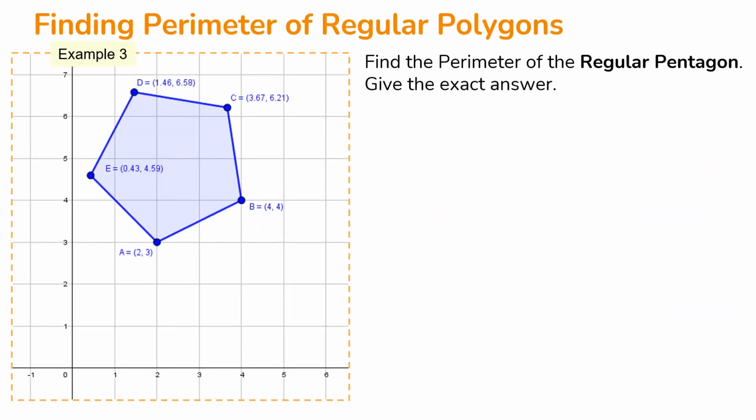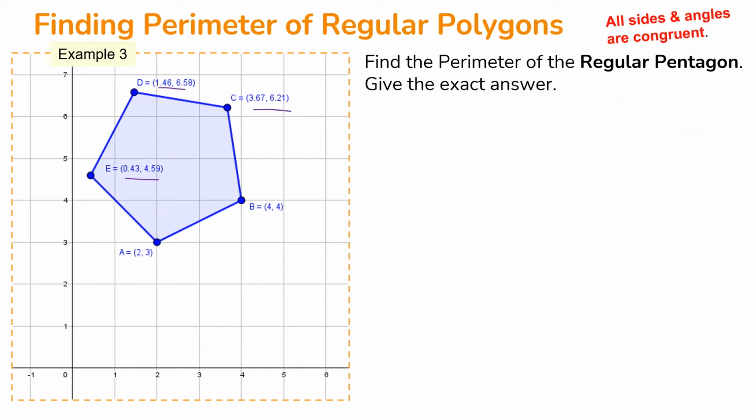All right, so let's take a look at this example here. We have a regular pentagon, and we want to find the perimeter and give the exact answer. We notice here that we have lots of decimals for our ordered pairs on the grid, but we're not going to need those because this is a regular polygon, in particular a regular pentagon.